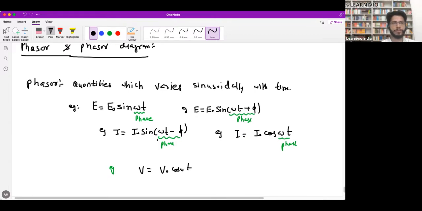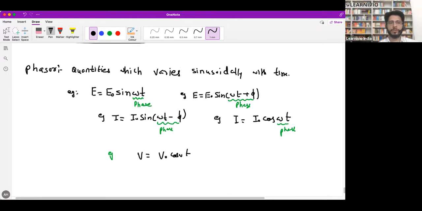Okay, after phasors, this is phase. So Abdullah, what do you think? These first three quantities have the same phase or different phase?